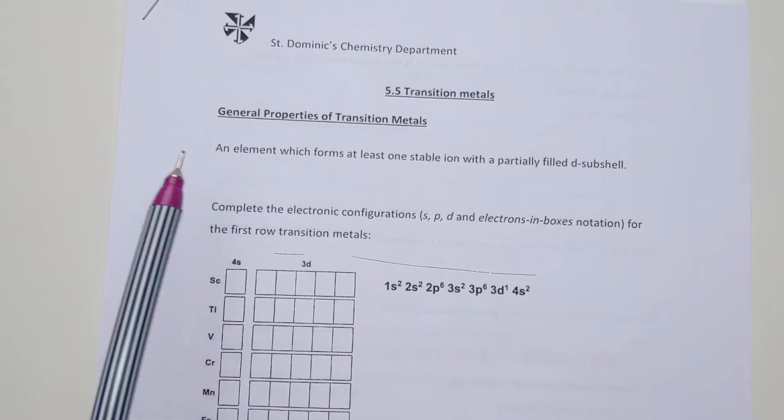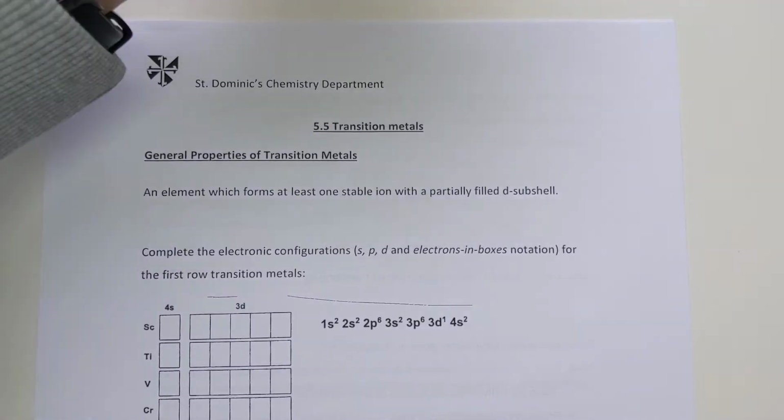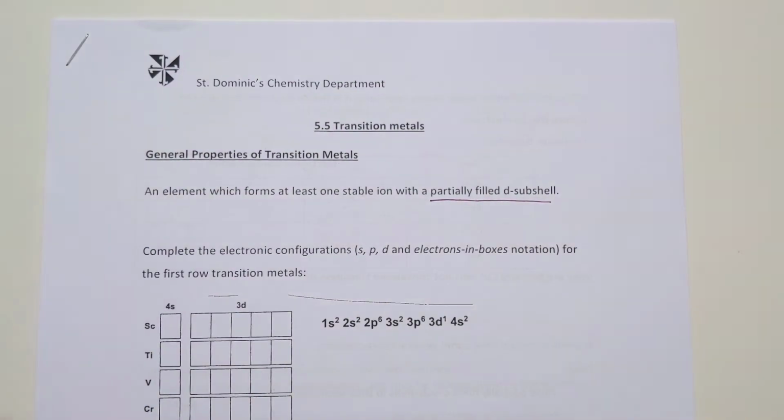This is the definition here. It's an element that forms at least one stable ion with a partially filled d subshell. So it's an interesting definition. They have to have some bit of their d subshell being empty or only partially filled.